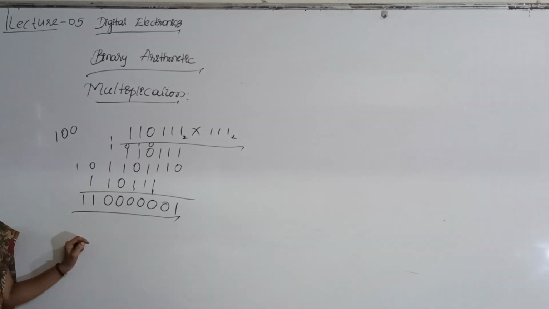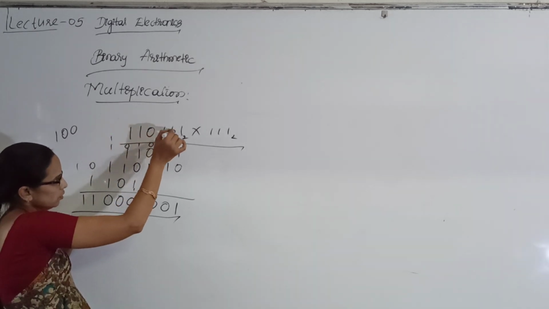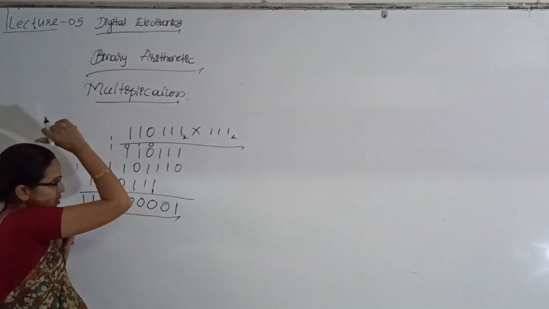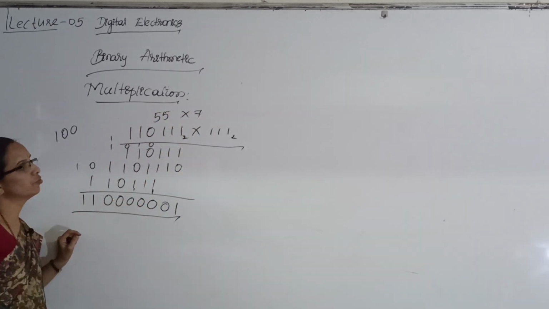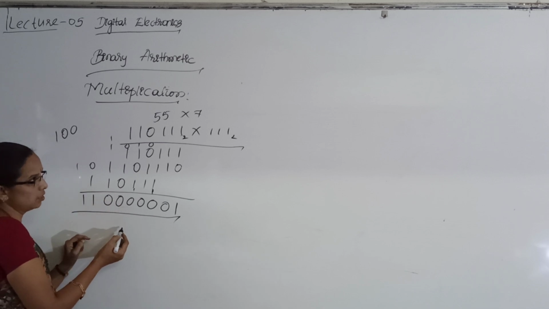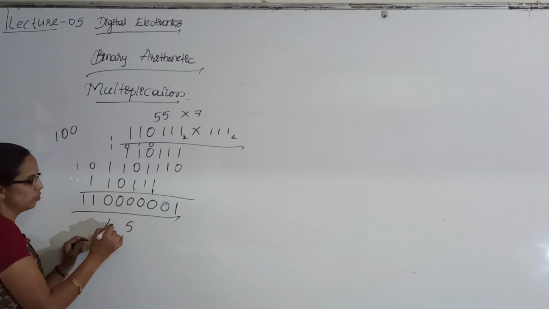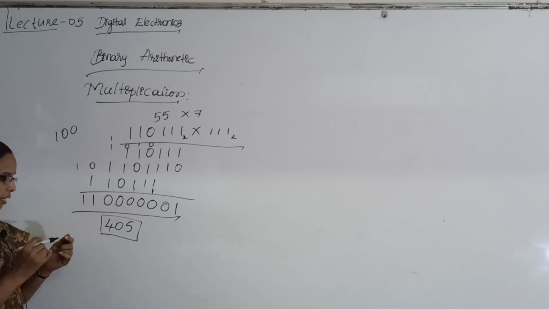Is the answer. If you want, you can convert this. 32 plus 16, 48 plus 7 is 55 into 7. 55 into 7 will be, 7 5s are 35, 7 5s are 35, 405 should be the answer. This should be 405 I guess. Just check.